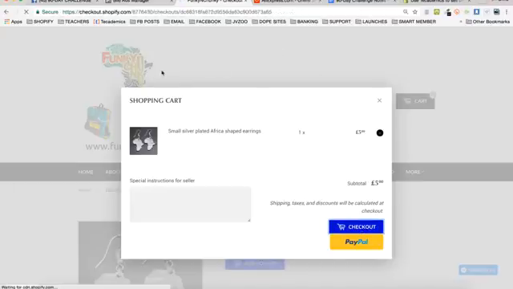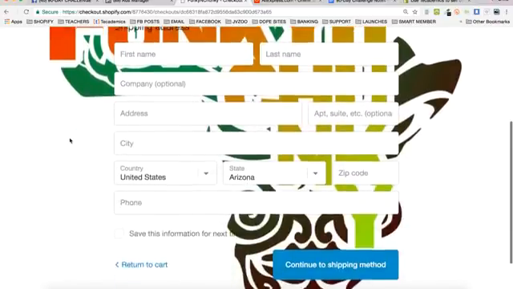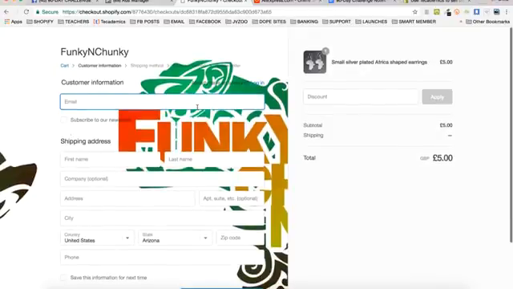As soon as they go to checkout, it takes them to a checkout page at Shopify, and they put this big logo behind it. So don't mind that, it probably looks a little bit more like this. They put this big logo behind it, and the customer puts in their information, and then they can check out and buy these. So that's how Shopify works.